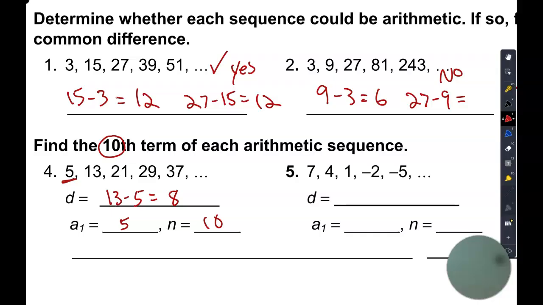And then you're going to plug it into the formula. And that formula, with this notation, is A of n is equal to A of 1 plus n minus 1 d. And we're going to just plug in everything we need. So A of 1 is 5 plus n, which is 10, minus 1 times d, which is 8. You type this right into the calculator, and when you do, the answer that you get is 77.